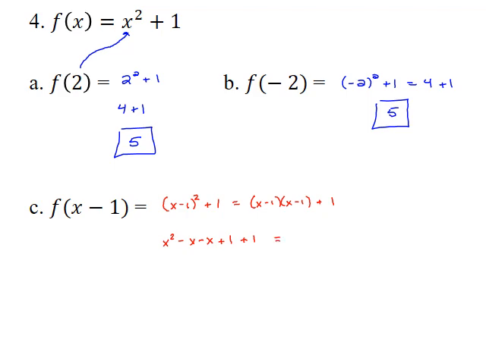Combine your like terms. Looks like you're going to have an x squared. Combine both the x's and you'll have a minus 2x. And then combine both the ones and you get a plus 2. So that's how you can evaluate this function at x minus 1. Very good. So make sure you know how to plug numbers into functions as we go through this chapter.